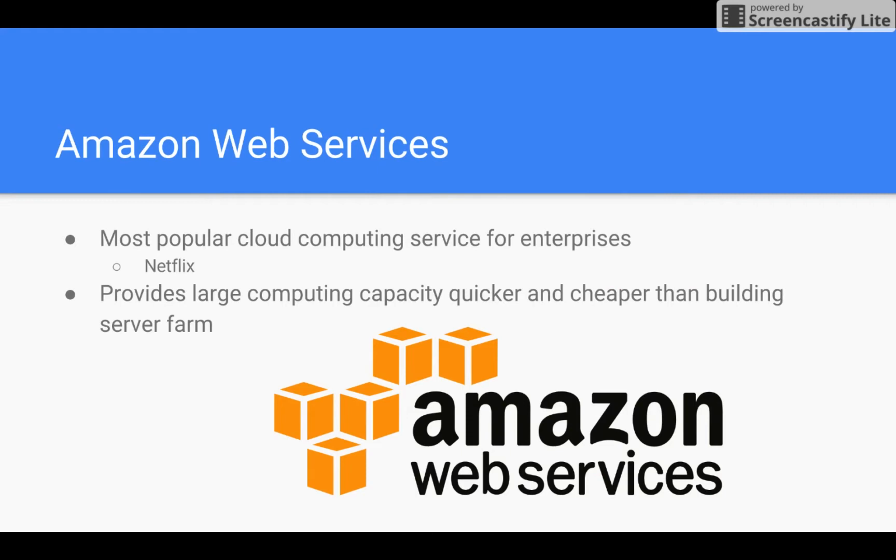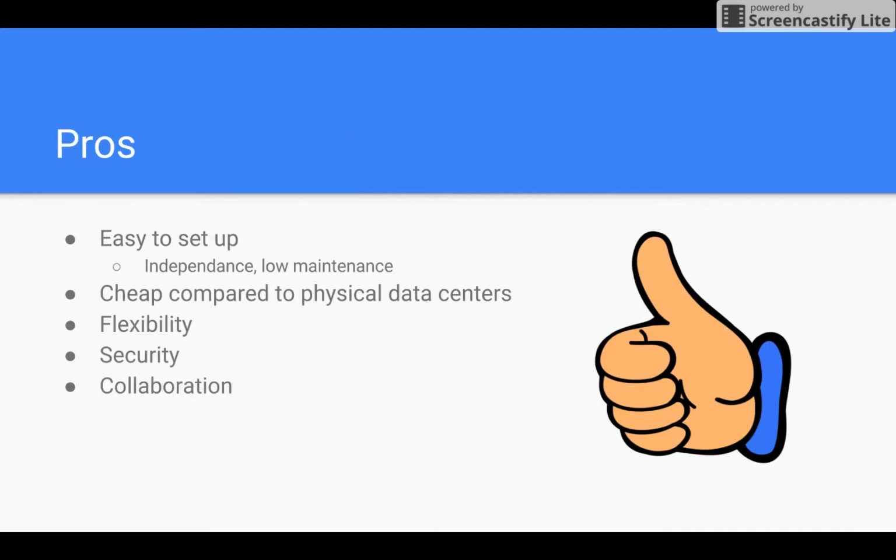Amazon Web Services is actually the most popular cloud computing service for enterprises. It provides large computing capacity quicker and cheaper than building a server farm. So an example is Netflix. Netflix used to have their own servers, but converted over to Amazon Web Services. So now they are cutting the costs of having to pay for the land they have their servers on and utilities and maintenance for those servers. So converting to cloud-based services is a cost reduction method.